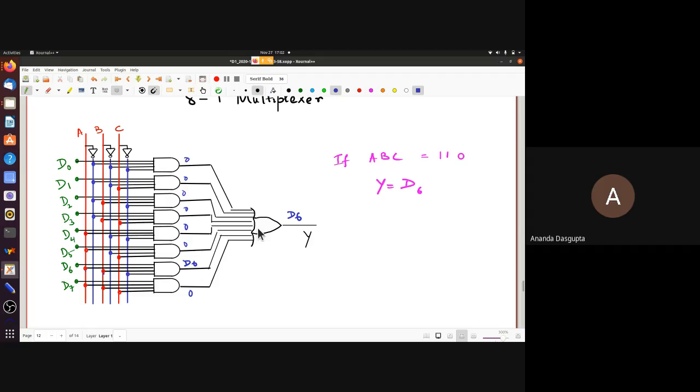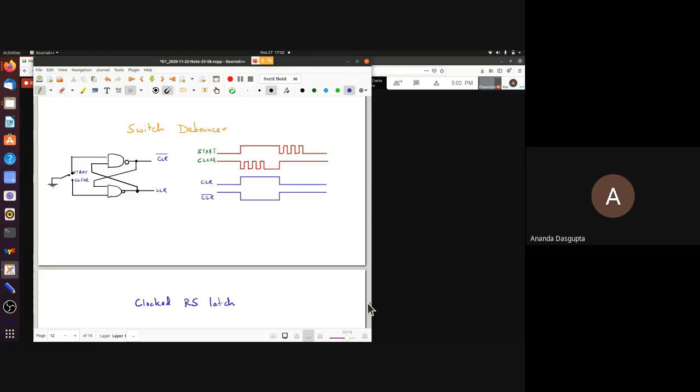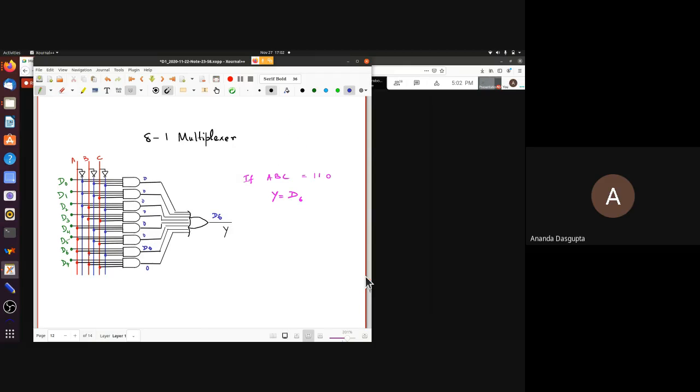But can anybody tell me why this is such a fascinating circuit? What's so great about this circuit? This is apparently telling you that if ABC is 110, I get D6. If ABC were, say, 101, what will Y be? Can anybody tell me that?